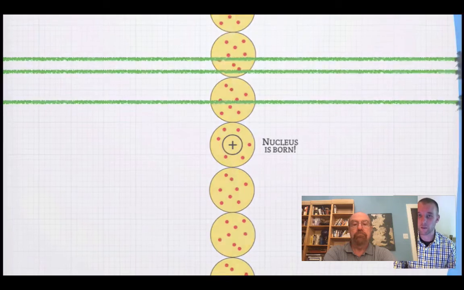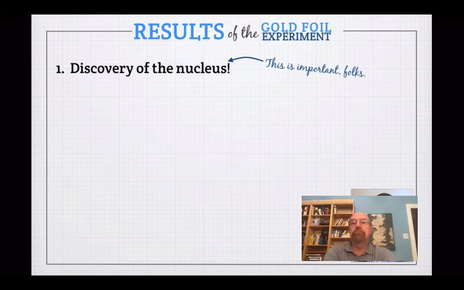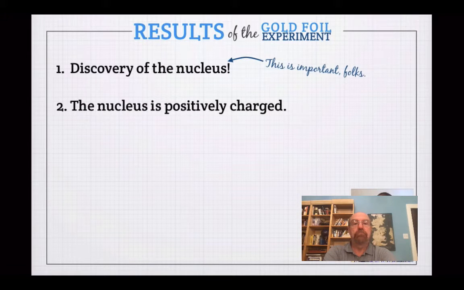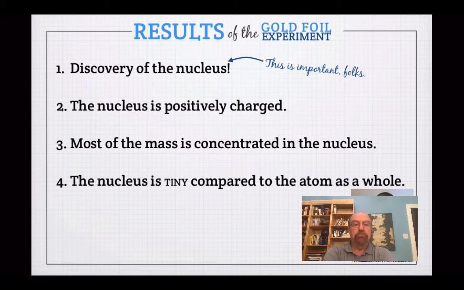So here are the five major accomplishments of the gold foil experiment. Number one, the discovery of the nucleus. That's very important. Number two, that the nucleus is positively charged. This explains why positively charged alpha particles encountered interference when they hit, or headed directly on, the nucleus. Number three, that most of the mass is concentrated in the nucleus, and the nucleus is tiny compared to the atom as a whole.